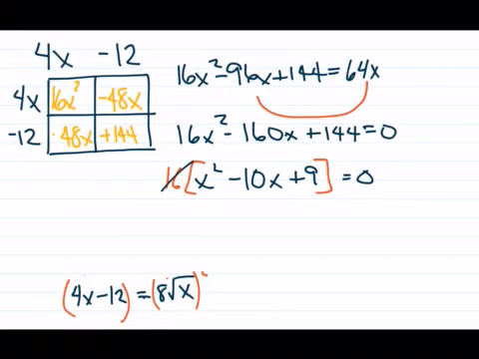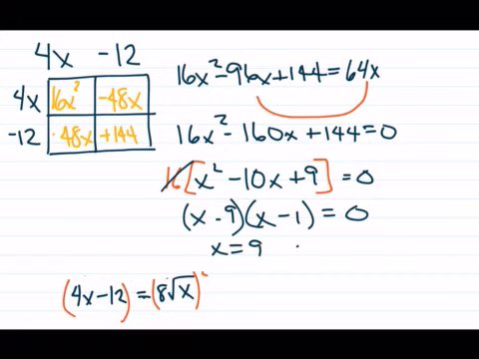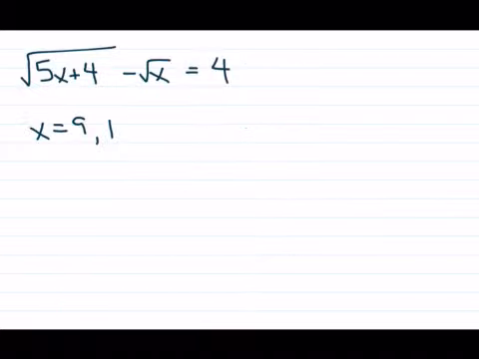Let's go ahead and factor this guy. Multiplies to get 9 and adds to get 10. 9 and 1, signs are the same, both are negative. So I got x equals 9 and x equals 1. We are going to have to check those, so that's our next step. Remember to check for extraneous solutions, we have to plug each one back in. So we'll start with 9.